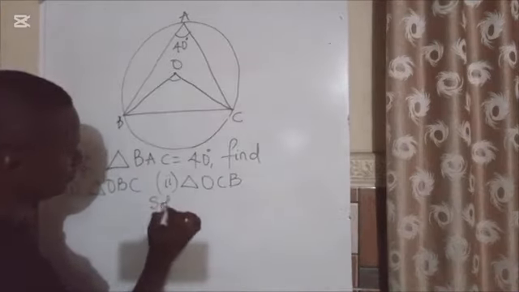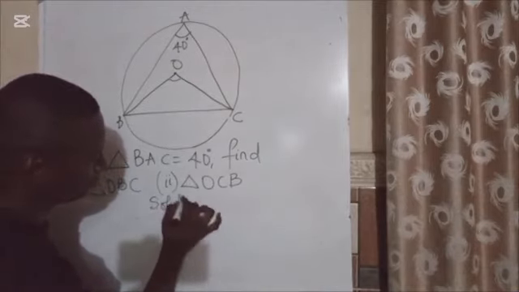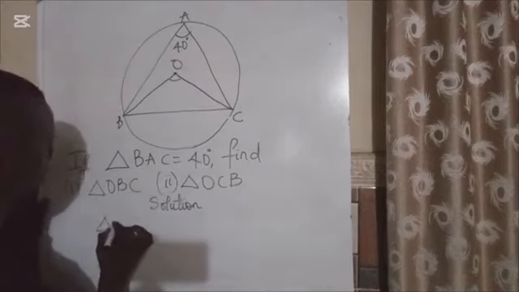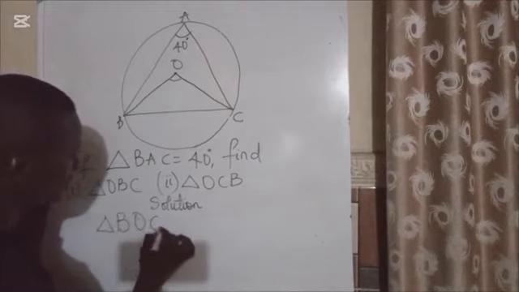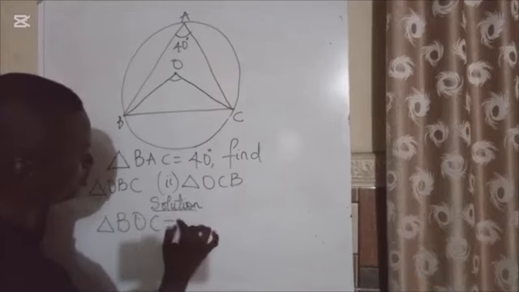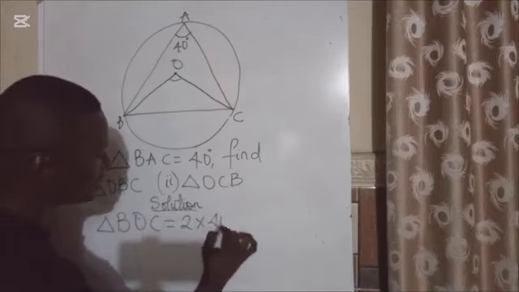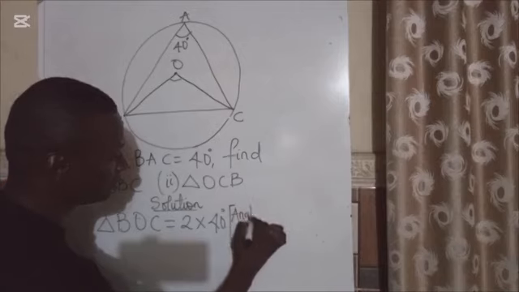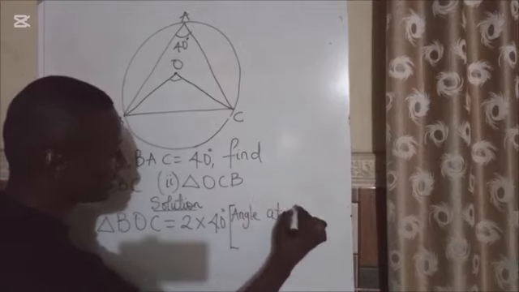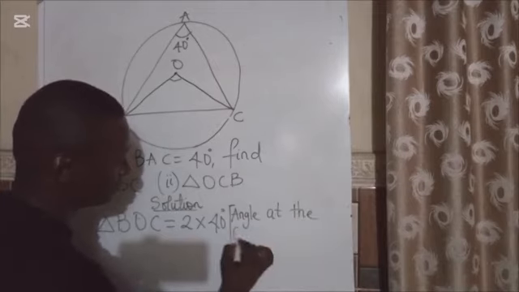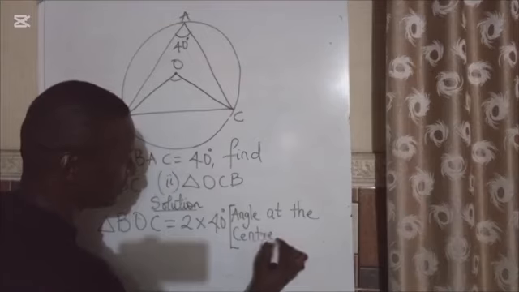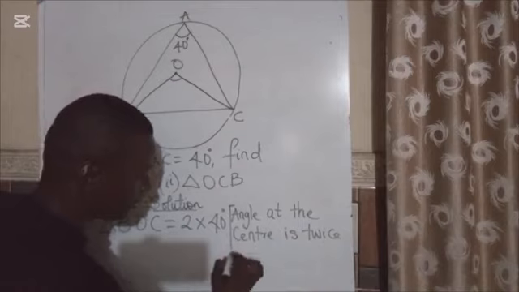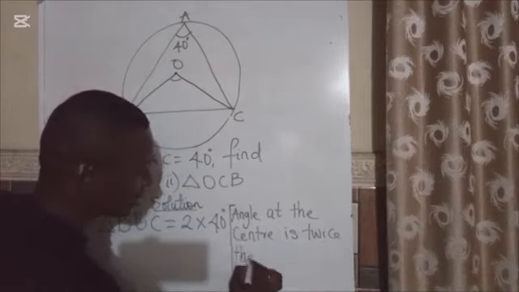Solution. So this is our solution. Angle BOC is simply equal to 2 times 40 degrees. Why? Angle at the center is twice the angle at the circumference.